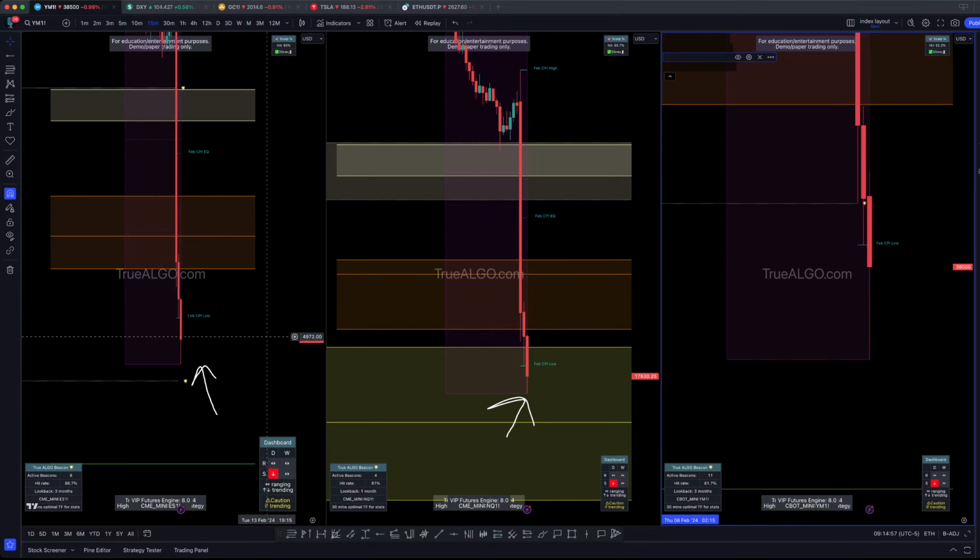New low just put in on US 30. I just keep moving my arrows so that I know where it's headed as I keep clicking between assets. And then a new low was put in on the ES as well. Yeah, man, fantastic.